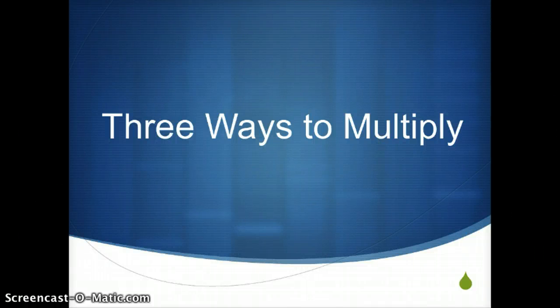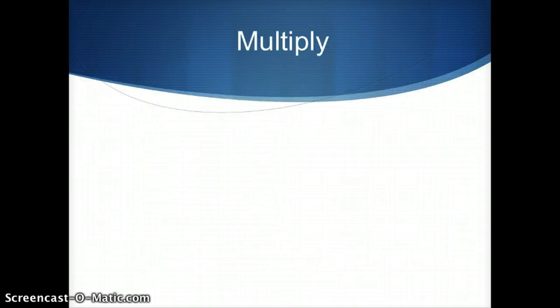3 ways to multiply. Today, you are going to learn how to multiply using 3 different strategies.